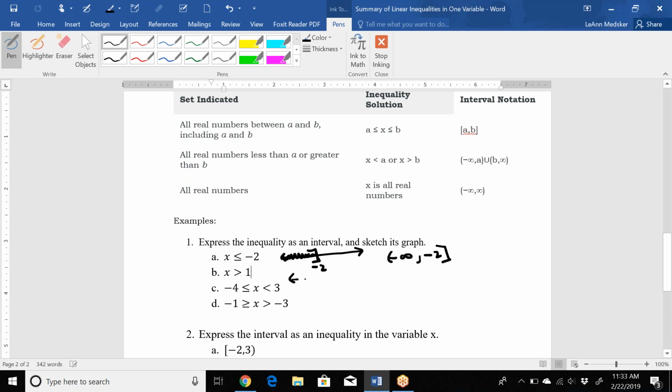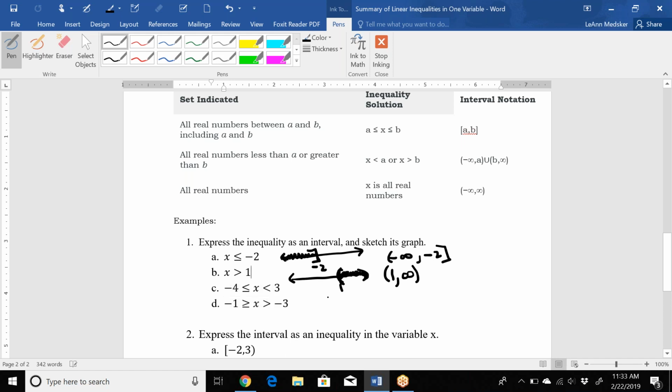X is greater than 1. We start at 1, and it's a parentheses since there's no bracket. No equal to, sorry. So there's a parentheses there. We shade to the right, that's greater than. So that from left to right reads as 1 to positive infinity. And notice my infinities are always getting parentheses no matter what.